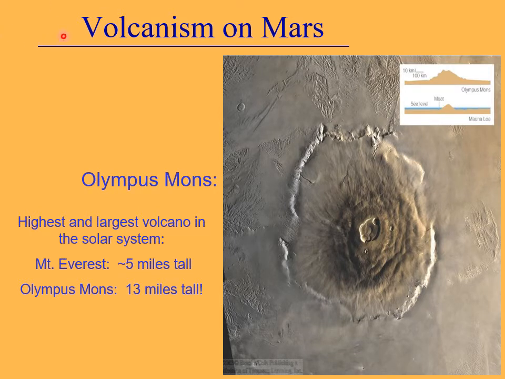Mars has evidence of past volcanic activity. In fact, one of the volcanoes on Mars, which is called Olympus Mons, shown here in this image taken from an orbiter, is more than twice as tall as Mount Everest. So our Earth's tallest mountain, Mount Everest, is about 5 miles tall. Olympus Mons is 13 miles tall. So this is the largest and tallest volcano in the entire solar system.